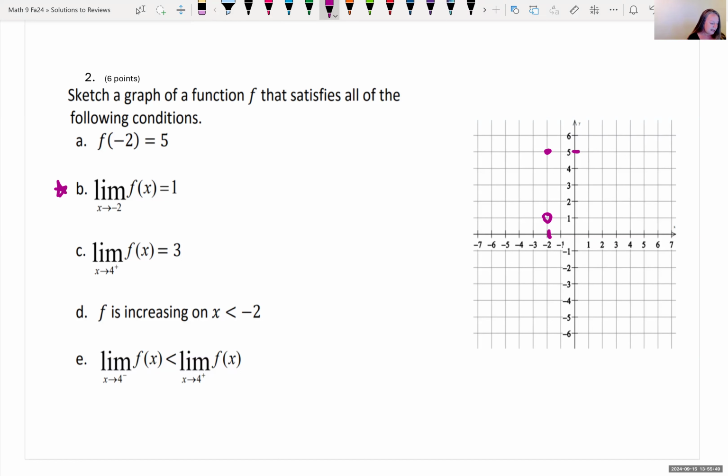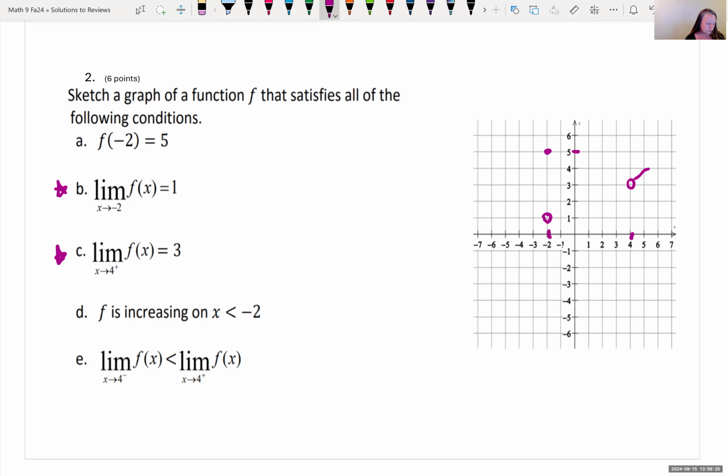It says here the limit as x is approaching 4 on the right is 3. So as I'm coming in to x equals 4 on the right-hand side, I'm getting a y value of 3. Let's go back down. I need to figure out and follow all these conditions, so I'll come back to that just to make sure that it follows the conditions below.